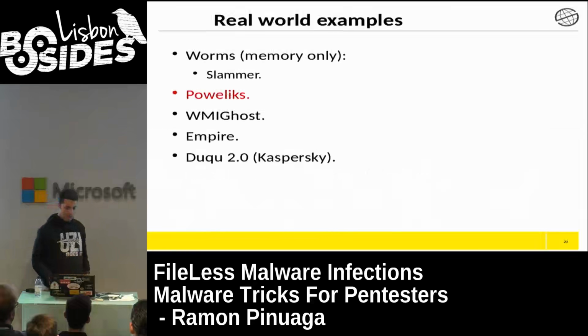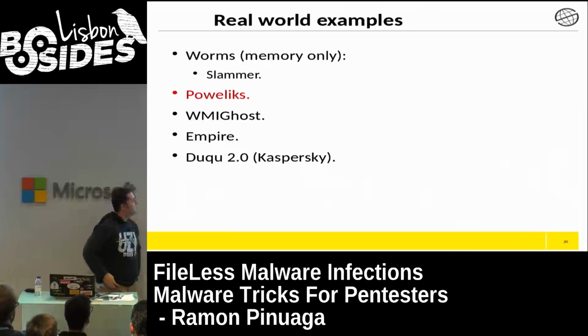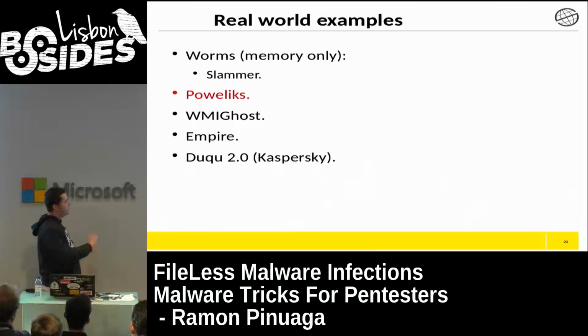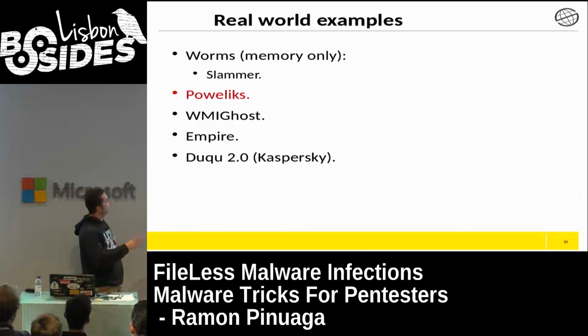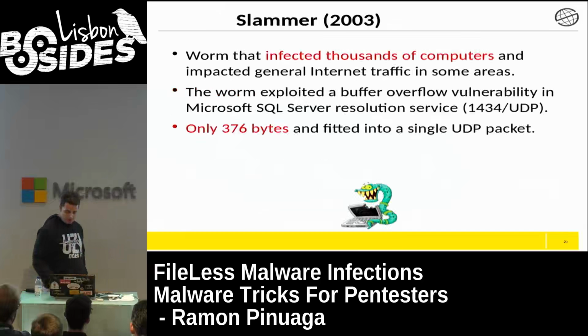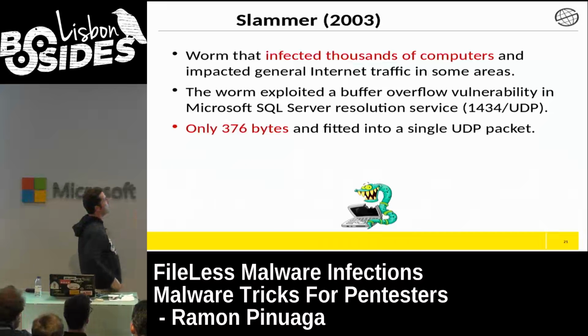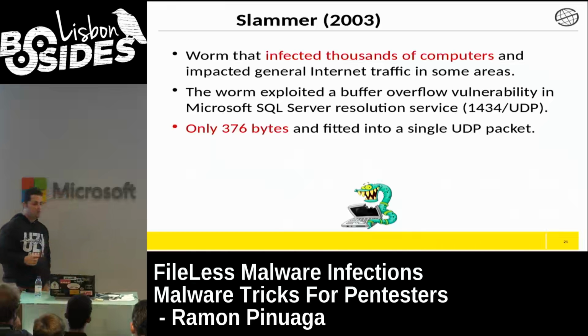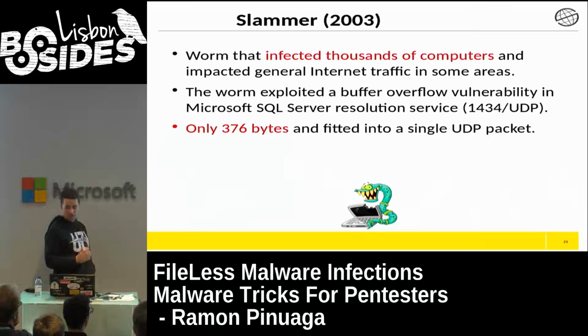Real world examples. I have selected some malware families that are very successful in the field and that are very efficient. And all of these malware families work in a fileless way. The concept of fileless malware is not new. We have examples of malware that doesn't use files, even in 2003. But they are worms. They don't have a payload. They don't have many functionalities. But there are some examples.